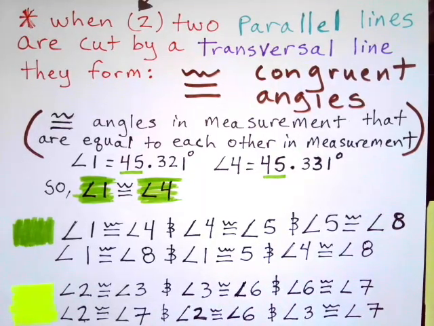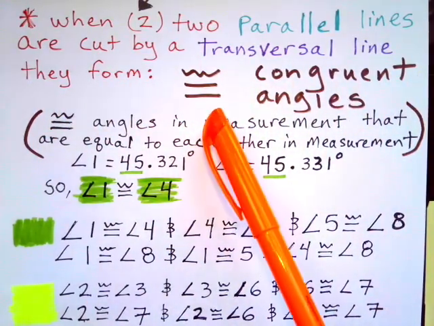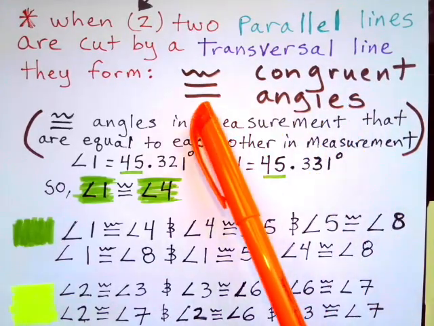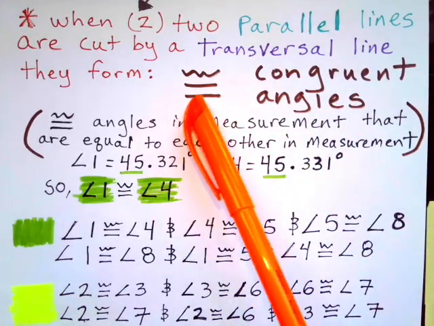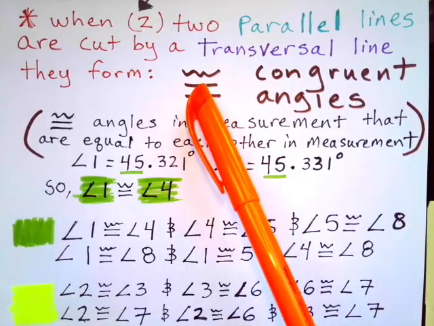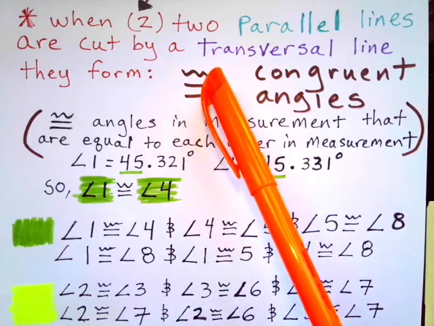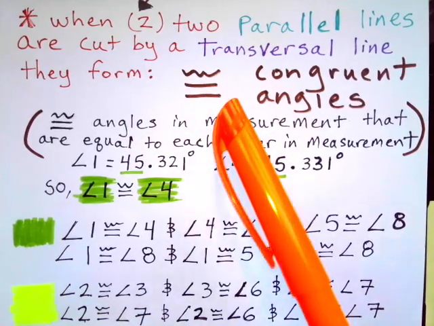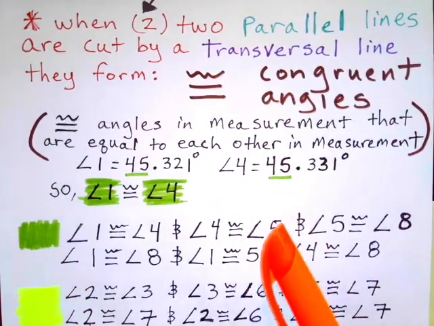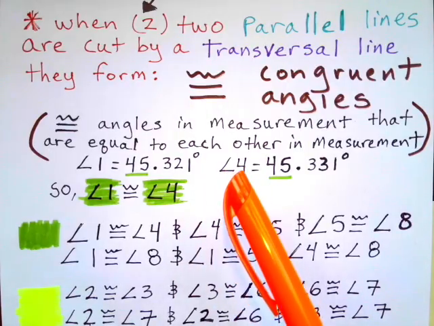All right, so when two parallel lines are cut by a transversal line, they form what's called congruent angles. Now, congruent is not quite equal. They're not exactly the same. When you say equal, it means they're exactly the same. But anytime you measure something, it's never going to be exactly the same. There's always a minor, teeny tiny part that's not going to be exactly the same.